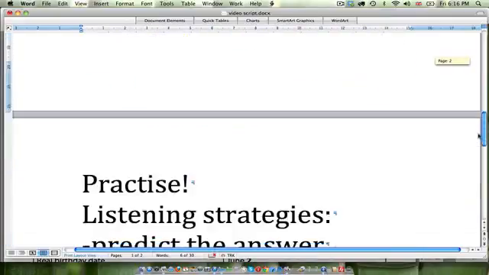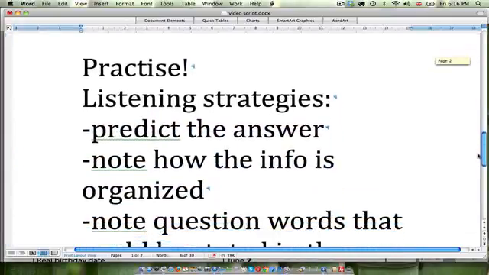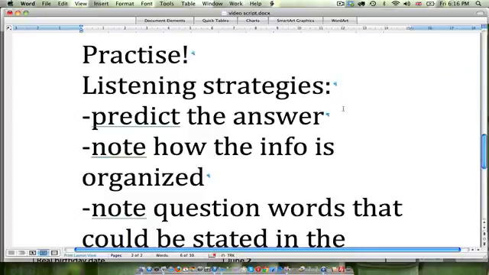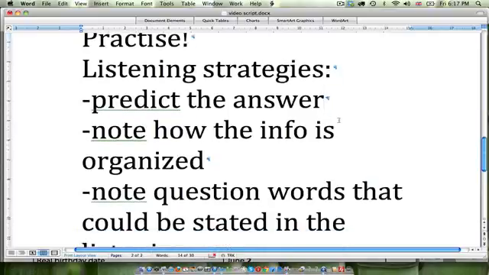Today, we want to focus on practicing these listening strategies. So the first is to predict the answer, and this doesn't mean to actually predict what the answer is going to be. It's more predicting what type of word or words we're going to be listening for, whether it's an adjective or a noun, a date, a number, a name, proper noun. So we want to look at the questions that we're given and try to guess what sort of information will be filled into them. We want to note how the information is organized.